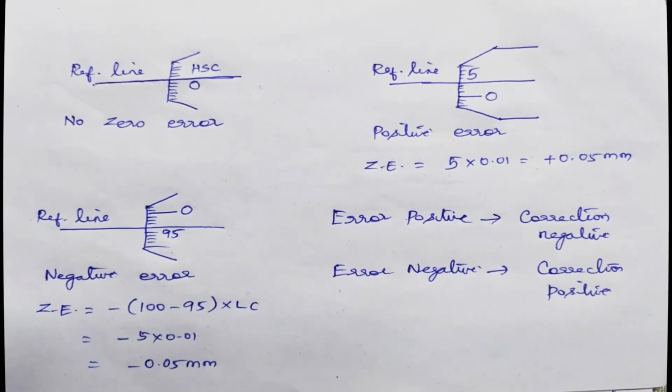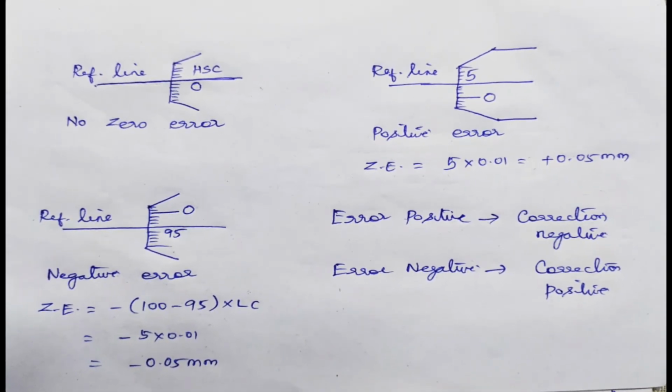To find zero error, I have to rotate the screw till the two edges S1 and S2 coincide. So at this instant, I have to look at zero of the head scale and the reference line. If zero of the head scale coincides with the reference line, there is no zero error. If zero of the head scale lies above the reference line, the error is negative.